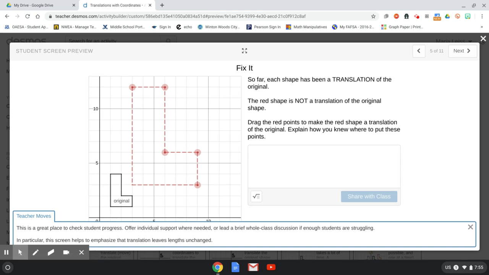Here, notice that's not a translation. That shape actually got bigger. What they want you to do is drag each of these points so that this shape is the exact same size as this one. Here's the key. This is 3 blocks tall, 2 blocks long. So you need to drag each of these so that it matches the size of this one. Then just type in the box a little bit about how you knew.